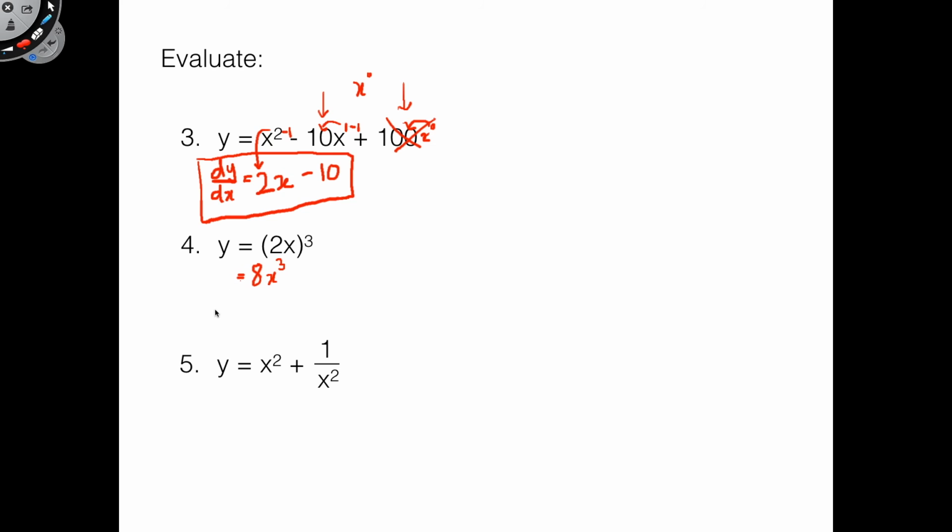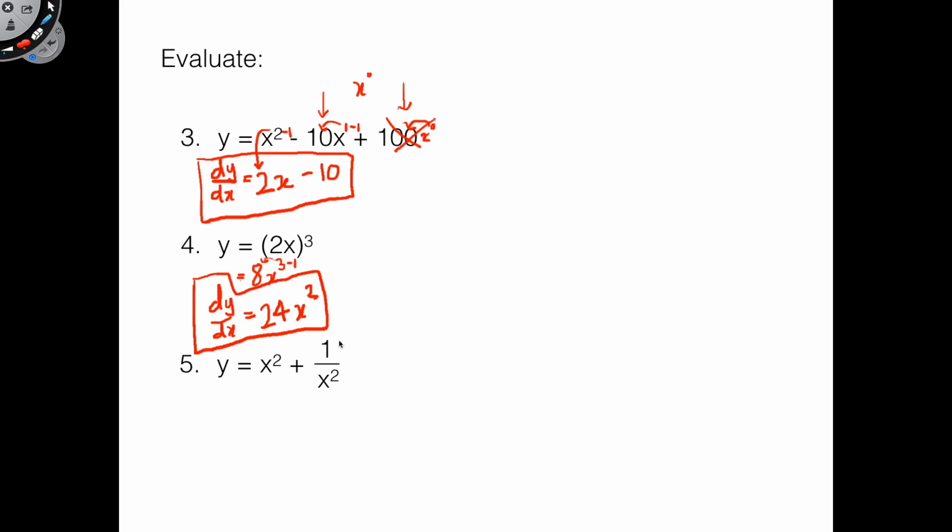Now again, this is just a simple case of power rule. So this is dy/dx would be equal to, again, we multiply 3 times 8, which is 24. Then we subtract 1, which is going to be x squared. Okay? Plain and simple.